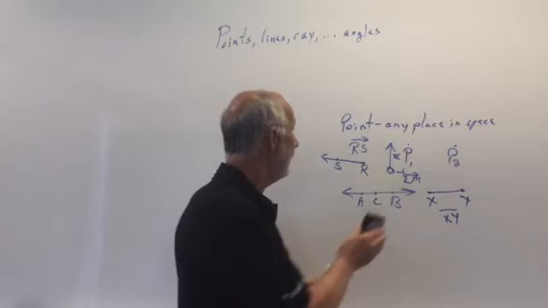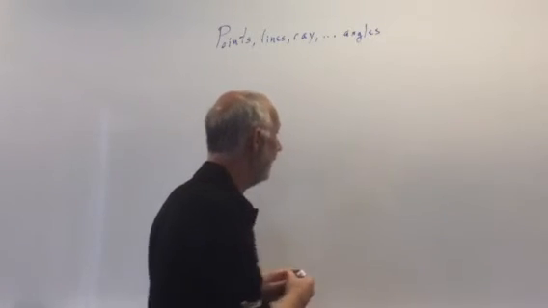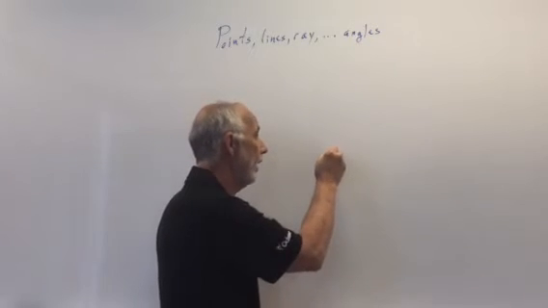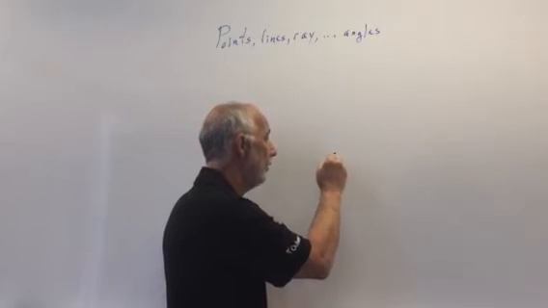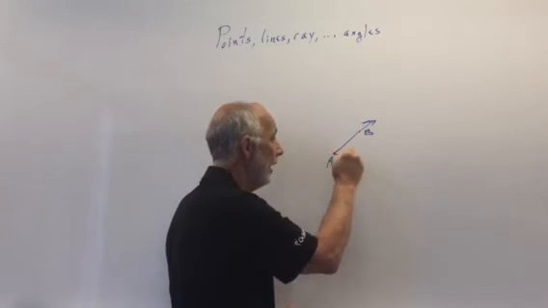All right? Then the next thing we learned was about angles. And again, an angle is 2 rays with a common endpoint. Like we could say ray AB, and we could say ray AC.